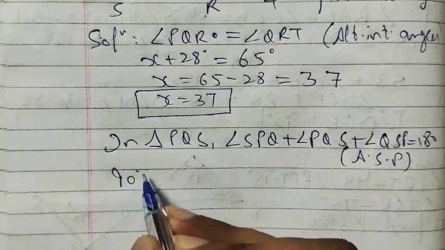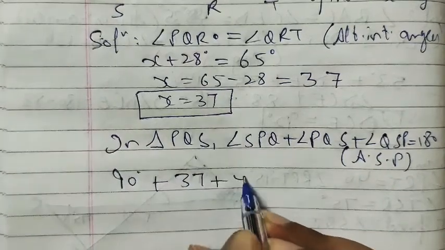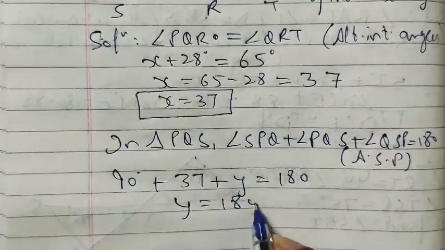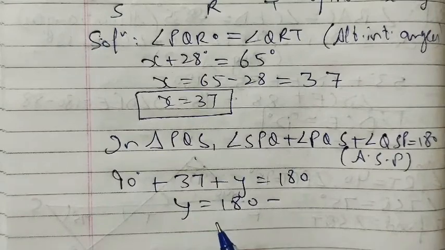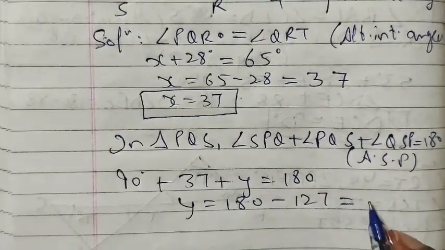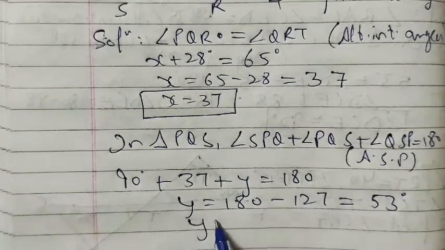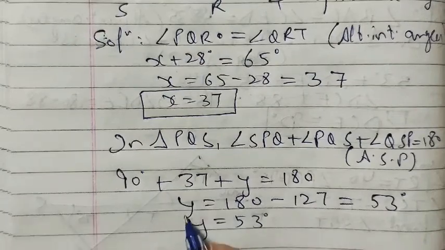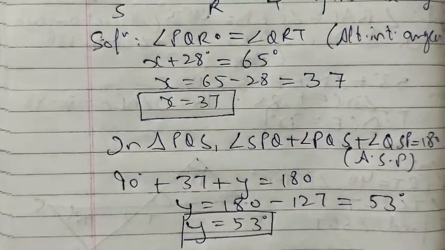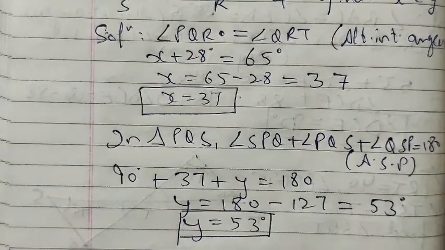So SPQ is 90 degrees plus PQS is x, which is 37, plus y is equal to 180. So y is equal to 180 minus 90 plus 37, which is 127. So y is equal to 53 degrees, right? So x is 37 and y is 53. So this is our solution for this question.